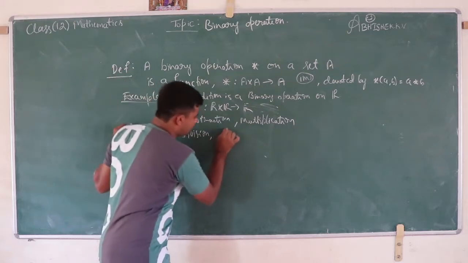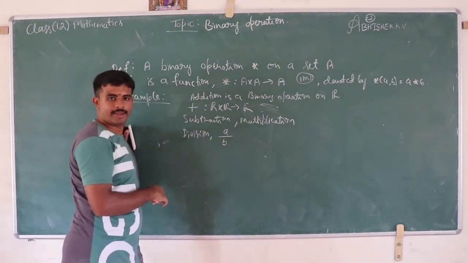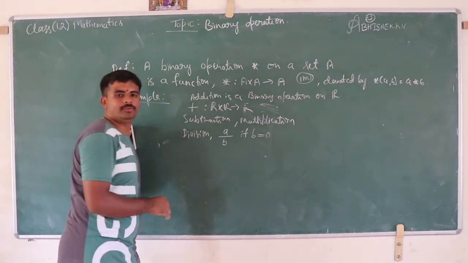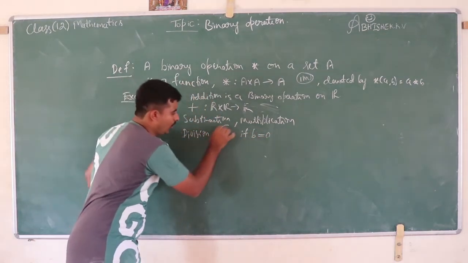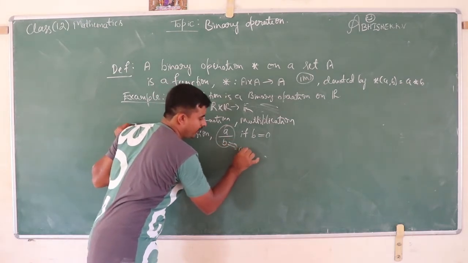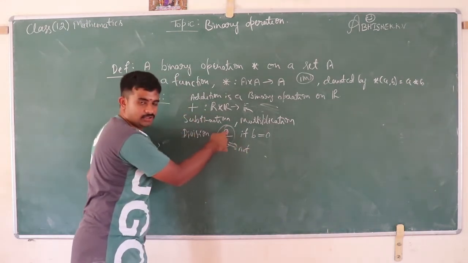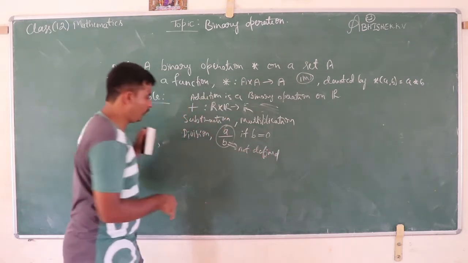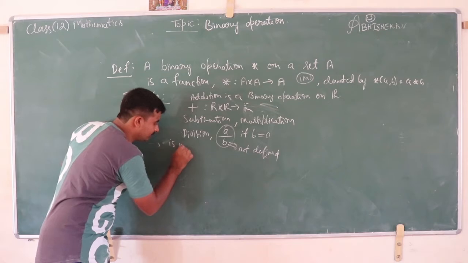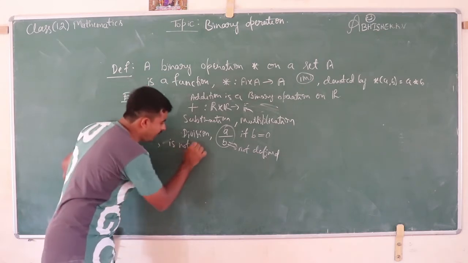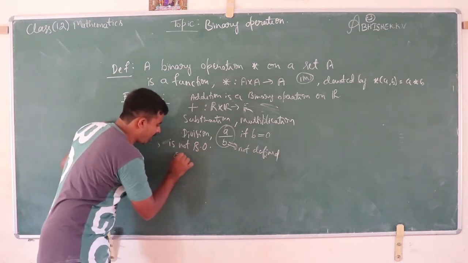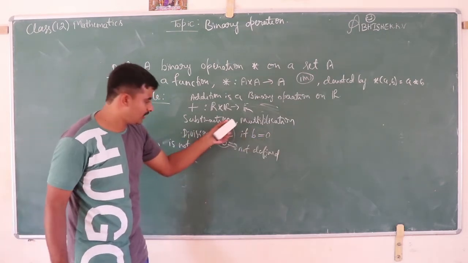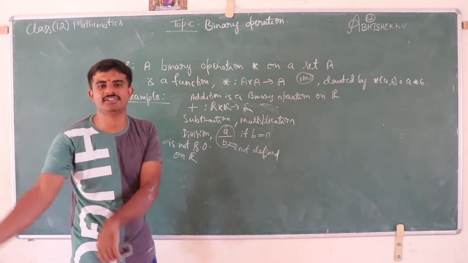See, division is of the form a by b, right? A by b. If b is equal to 0, this a by b is not defined. A by 0 is not defined. Therefore, division is not a binary operation on the set of real numbers, because if I consider b equal to 0, a by b is not defined. Not defined means this is not a function.